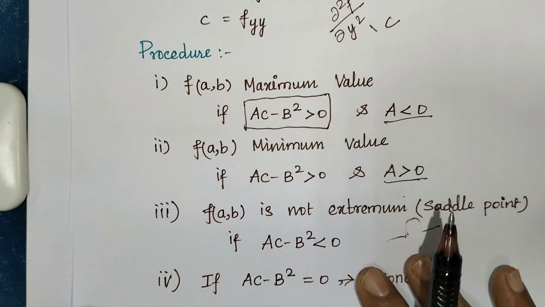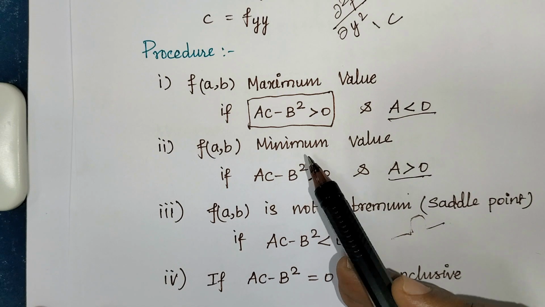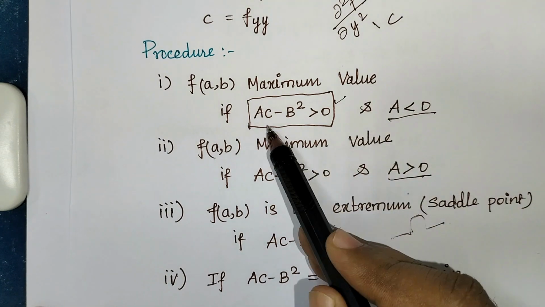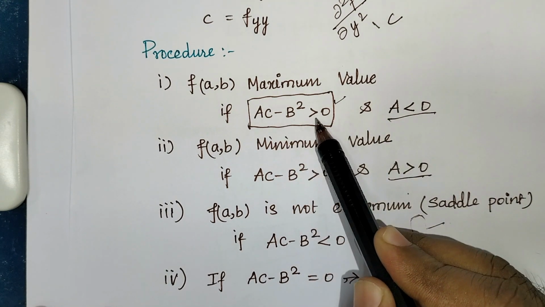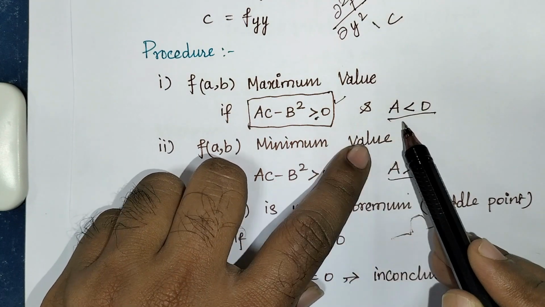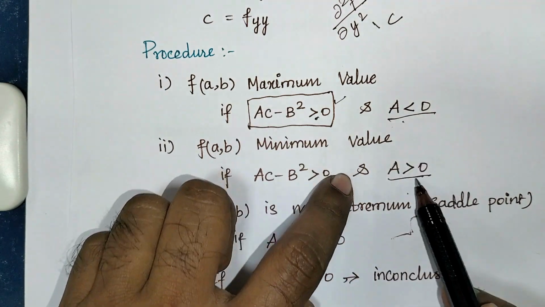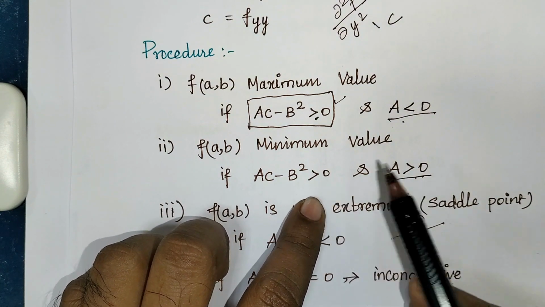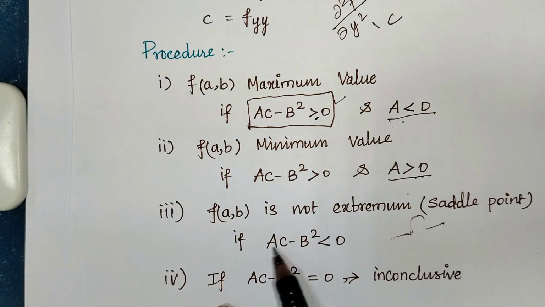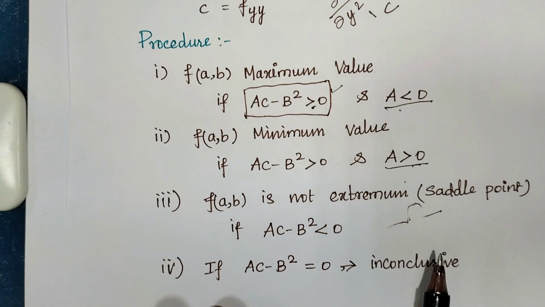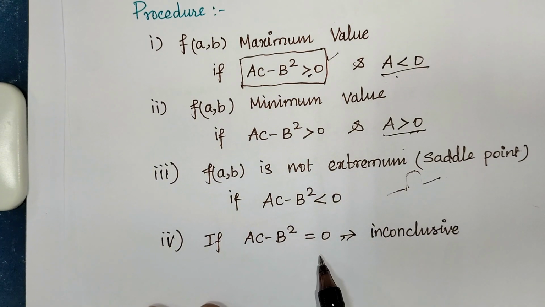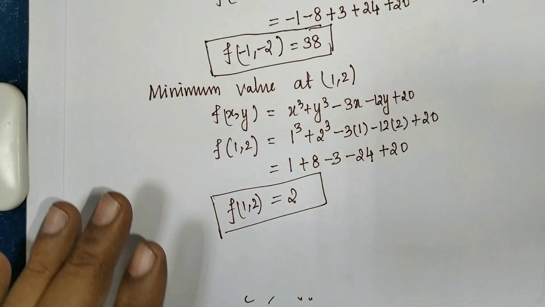And the procedure is, whenever you are finding maxima and minima, this condition should be satisfied. AC - B² greater than 0 means then you can go for A, otherwise no need. A less than 0 means maximum, A greater than 0 means minimum. If AC - B² is less than 0, no need to check A, it is a saddle point. And AC - B² equal to 0 means inconclusive, there is no solution for your problem.